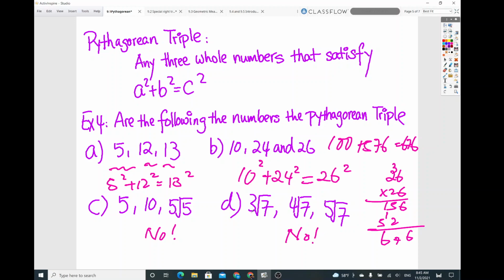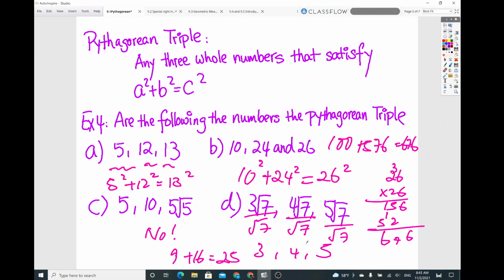And this one here looks like it would be a Pythagorean triple. You might be wondering, the root 7, it's not part of it. Well, what happens if I divide everything by root 7? It turns out to be 3, 4, and 5. If that's 3, 4, and 5, that's 9 plus 16, which is what? Equals 25. So that would be a Pythagorean triple.